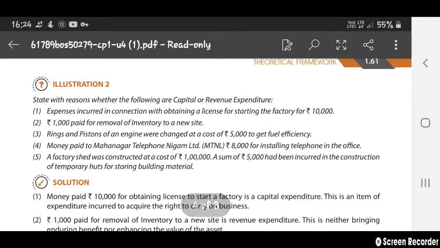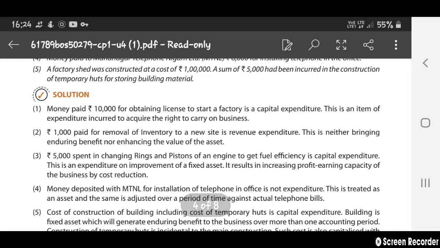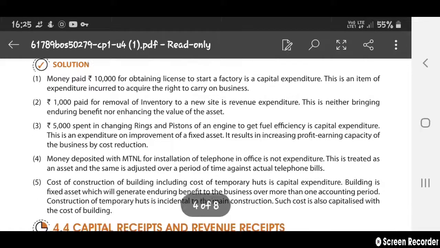Rupees 1,000 paid for removal of inventory to a new site. It is a revenue expenditure, because this is neither bringing any benefits nor adding any value to the assets. So it is not bringing any benefits for you or creating any assets. Therefore it belongs to revenue expenditure.